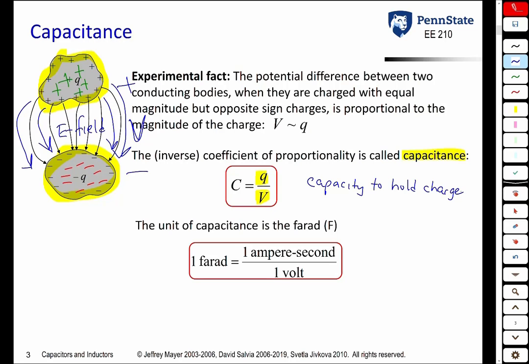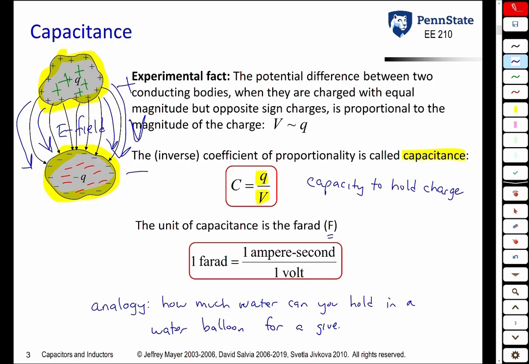So what are the units of capacitance? Well, the unit of capacitance is a farad, which we abbreviate with a capital F. And if capacitance is charge over voltage, the unit of charge is an ampere second, and the unit of voltage is a volt. So 1 farad is 1 ampere second per volt. A good analogy of capacitance, and we'll talk about analogies a little bit on the next page, is how much water can you hold in a water balloon for a given water pressure.